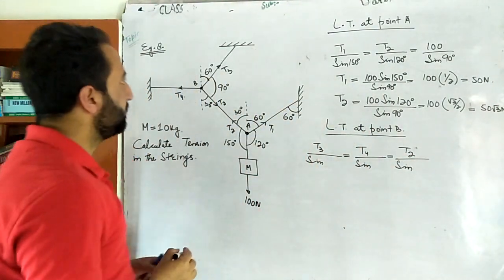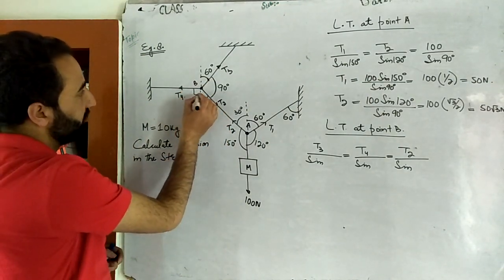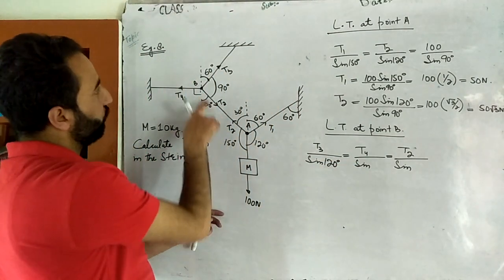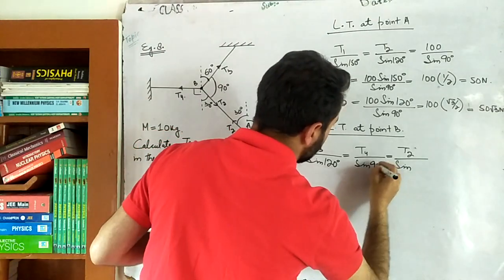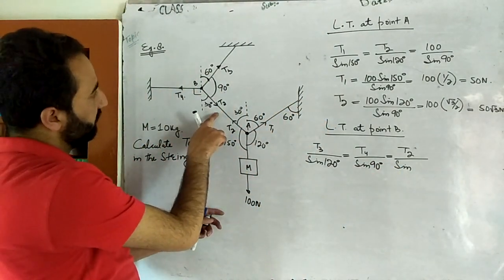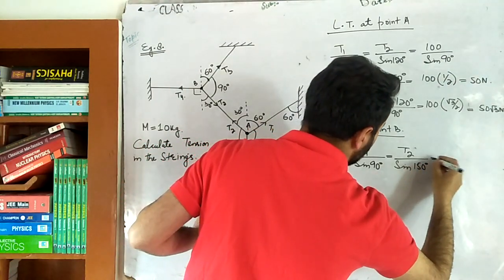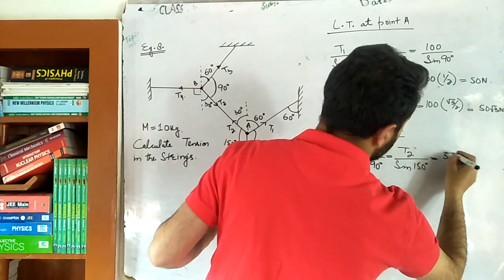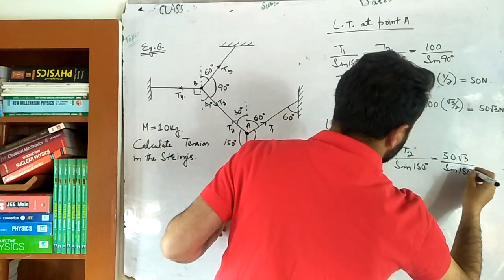Now this is T3, and the angle opposite to it is 30 plus 90. This angle is 90, so 90 plus 30 is 120. So here I will write down 120. Then T4 is this force, and the angle opposite to it is 90. T2 is this, and the angle opposite is 60 plus 90, that's 150. T2, as we have calculated, is equal to 50 root 3 divided by sine of 150. Okay?